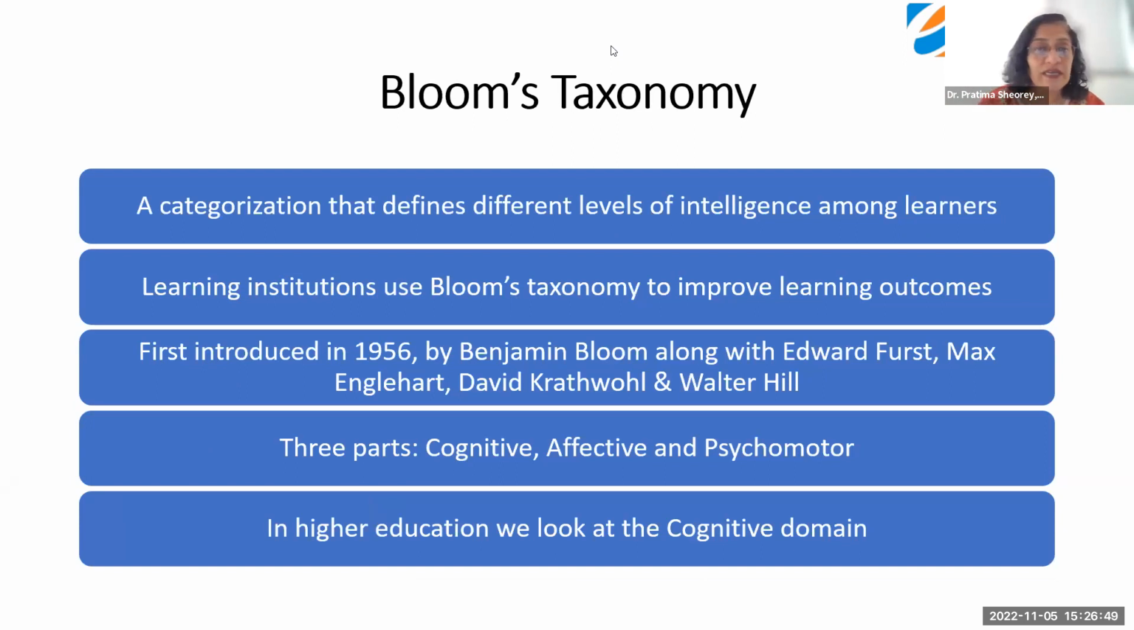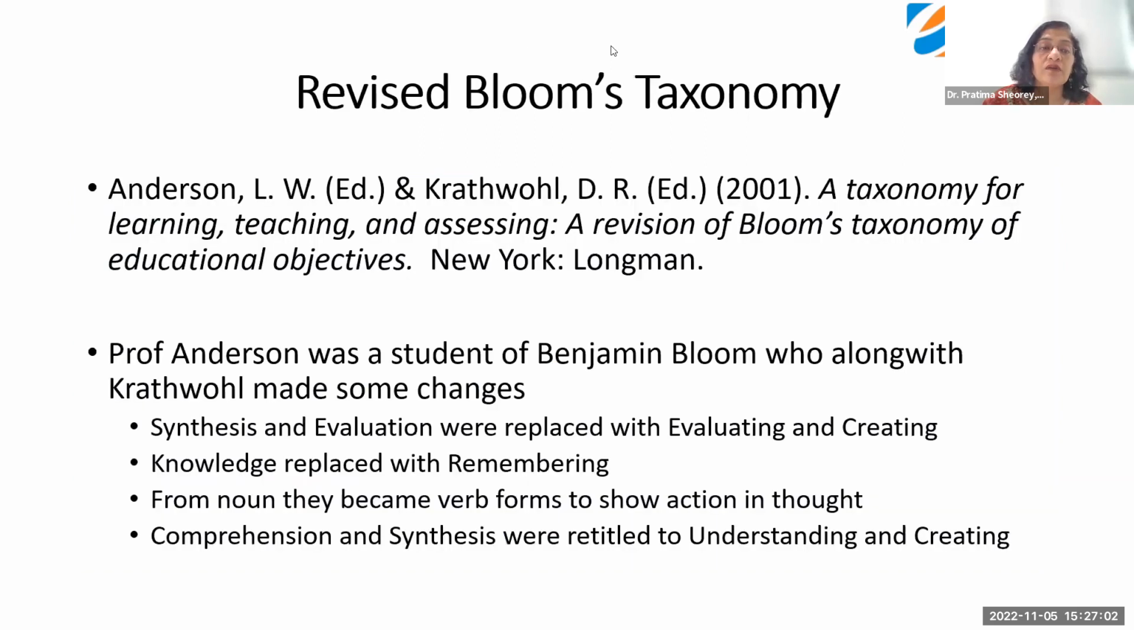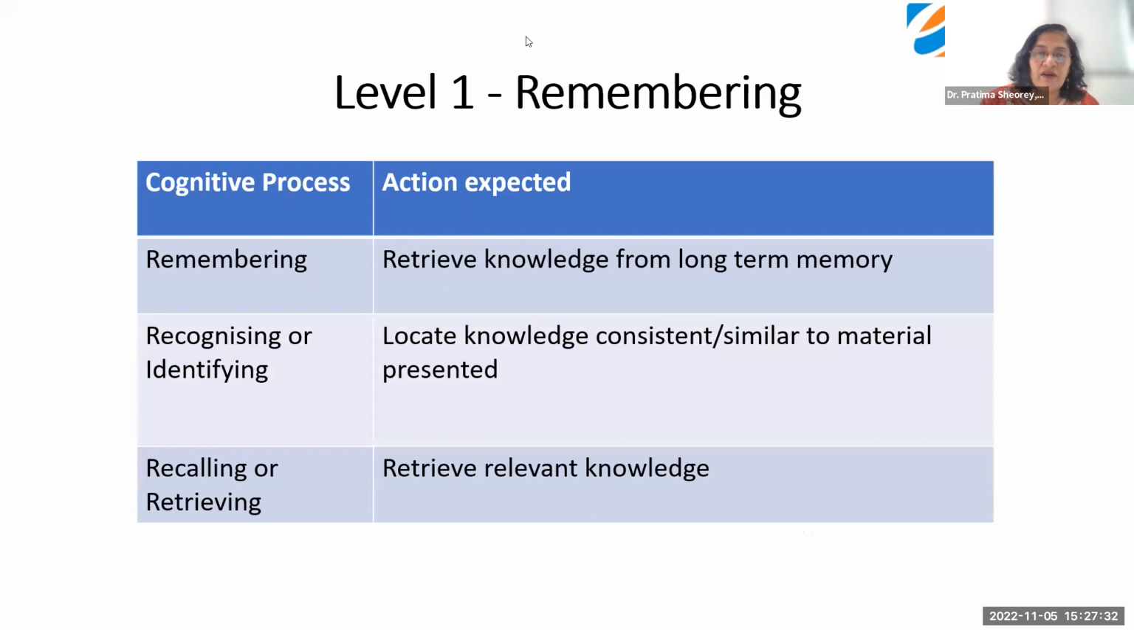You've done Bloom's taxonomy, so I'm not going to really look at that. All that I'm going to say is that we now refer to the revised Bloom's taxonomy, right? Professor Anderson was a student of Benjamin Bloom, and along with Krathwohl made some changes. Krathwohl had worked with Benjamin Bloom on the original taxonomy. So from noun forms, they all became verb forms. It can't be a noun, it has to be a verb, an action word, and therefore they changed it in that manner.